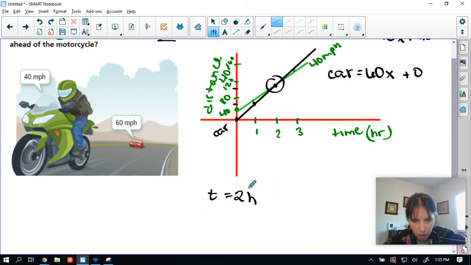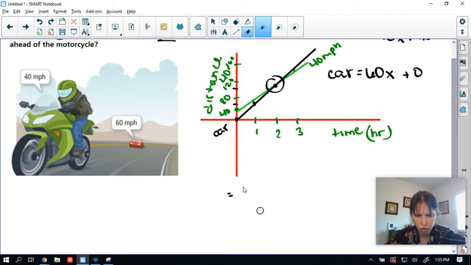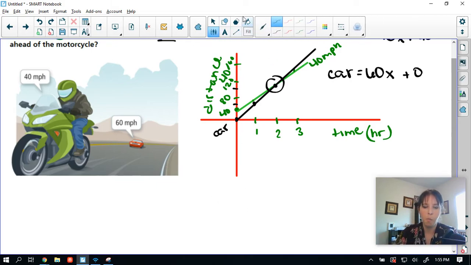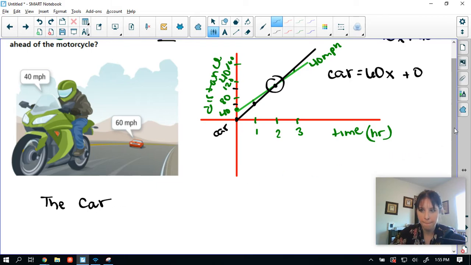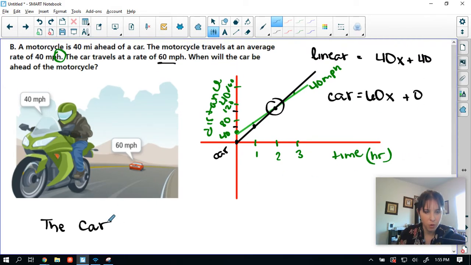The motorcycle. Oh, I should actually write this out other than just say it. It's good practice to write things out. So the motorcycle, it's not the motorcycle approaching the car. The car will be ahead.